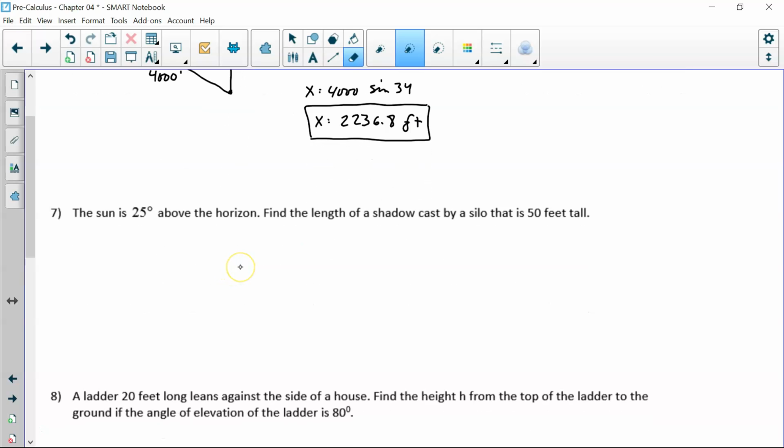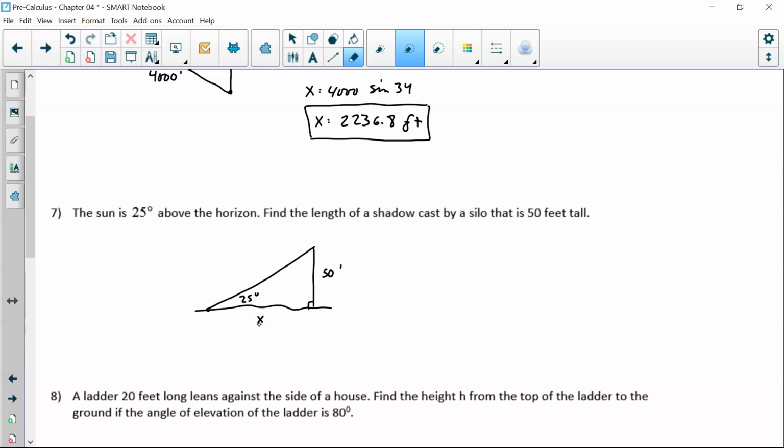Problem number 7. The sun is 25 degrees above the horizon. Here's our horizon line. We have a silo here casting a shadow. If I connect with a triangle, now it's 25 degrees above the horizon. That 25 degrees is our angle of elevation. Sorry, the silo is 50 feet high. We want to find out the length of the shadow. We want to find that there.